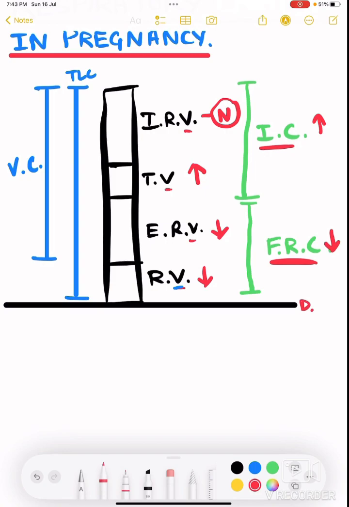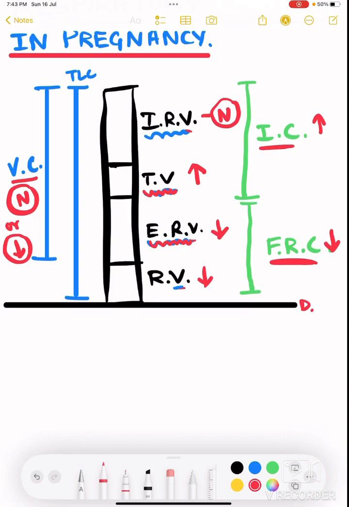Then coming to vital capacity. You can see it is a combination of tidal volume, expiratory reserve volume, and IRV. IRV is normal, TV is increasing, expiratory reserve volume is decreasing. So vital capacity is a combination of normal, increase, and decrease. That's why it will remain normal, or you can also say it can decrease. Why decrease? Because expiratory reserve volume is a greater volume than tidal volume, so a greater volume will have more effect. That's why it may decrease slightly or it may remain normal. If you have to remember one thing, then remember normal.